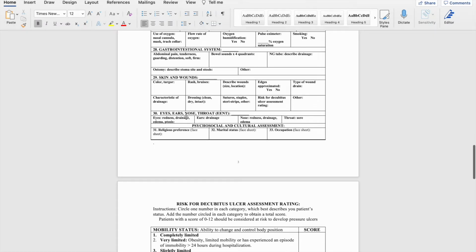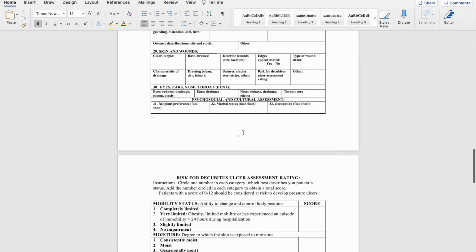And you have the eyes, ears, nose, and throat, and the psychosocial and cultural assessment. Generally speaking, as nurses, we tend to overlook the psychosocial and cultural assessment, but I feel that it's very important to keep in mind because it is very crucial to their mental health and their general well-being as well.